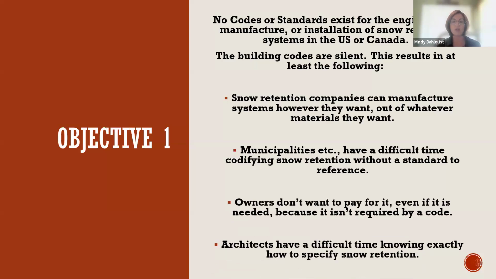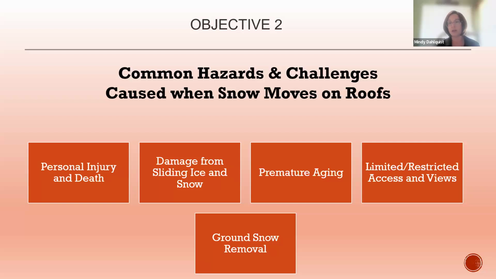Architects also have a difficult time knowing exactly how to specify snow retention. I will say the last 2 points there, I feel like have just gotten better and better over the past couple years, with snow retention becoming more and more consistent with metal roofs and a lot of the slippery roofs. And so it is getting much easier to have the conversation, but there's still no codes for anyone to reference to be able to say this is officially what you need unless you're working with a snow retention manufacturer.